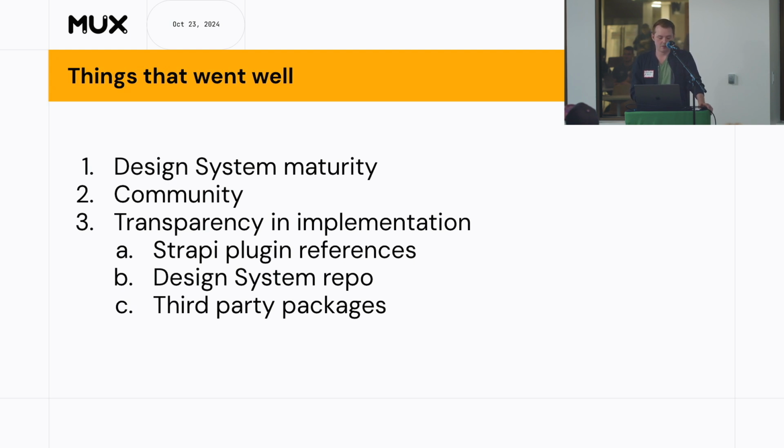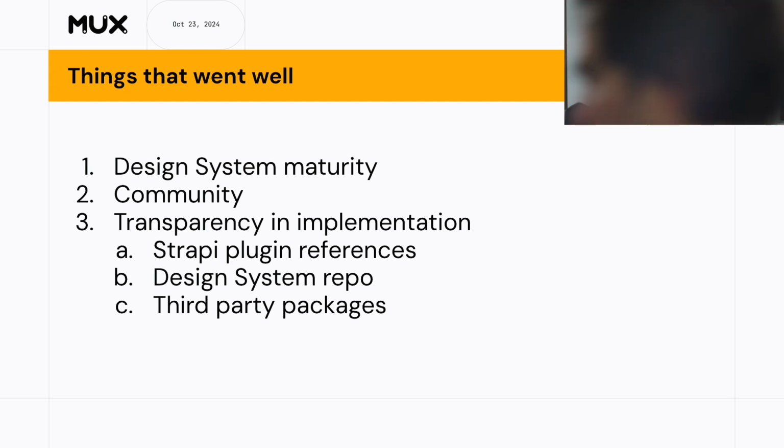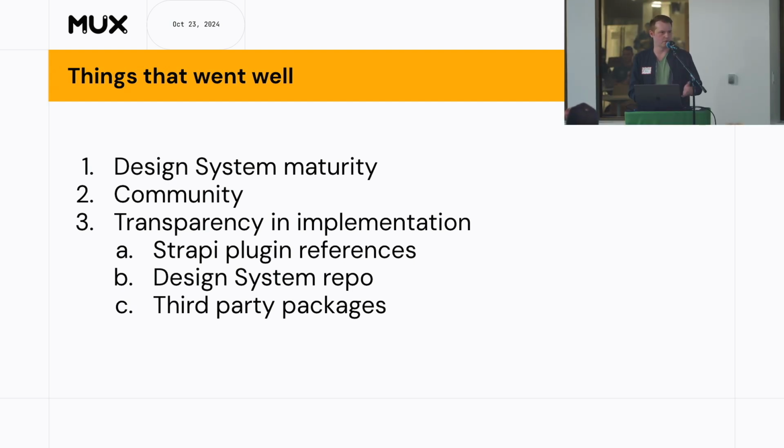Transparency and implementation. So whether it's going to be through Strapi plugin references, if you're familiar with their repo, you know that all the plugins that they build are inside of a packages subdirectory. They're there, and you can go in there and take a look and see how they did it. They also have a design system repo along with documentation. Great. And they also have third-party packages. That's usually like my last resort. If I'm trying to do something very specific, I'll start looking at what other people have done. And again, goes back to community.